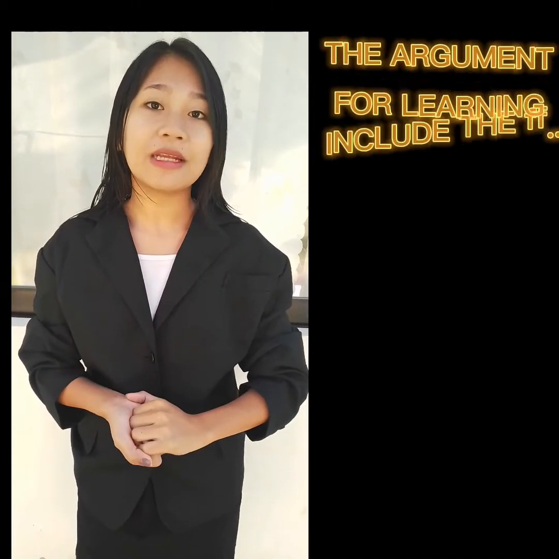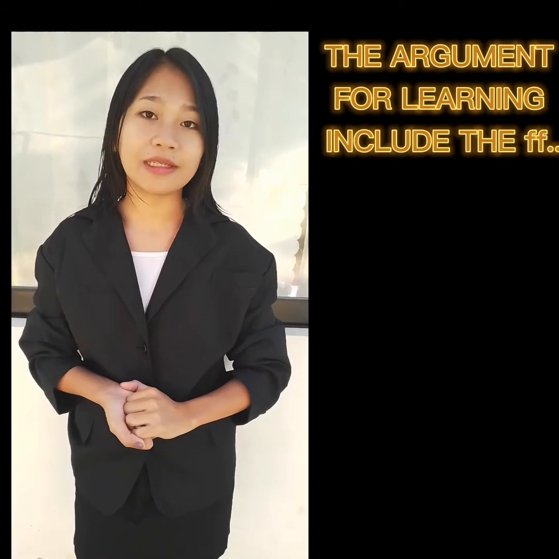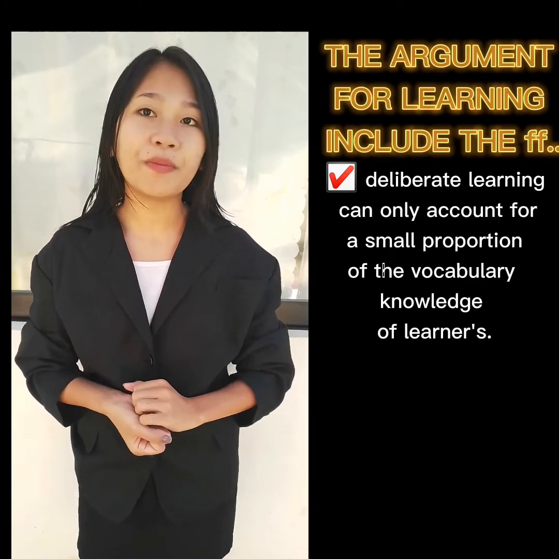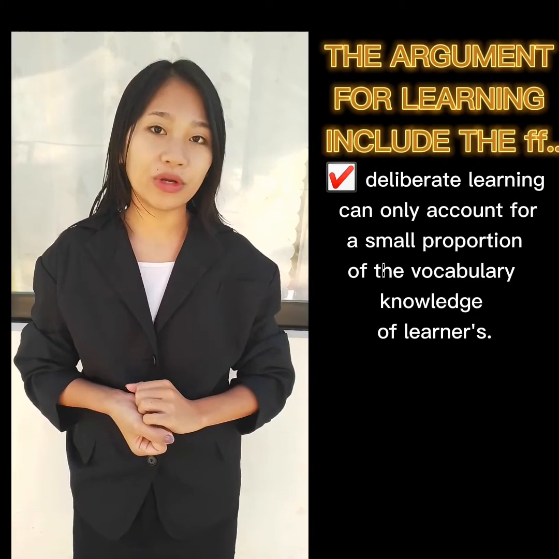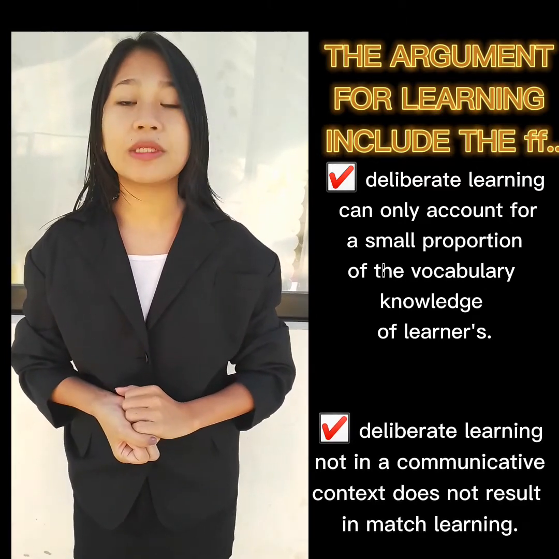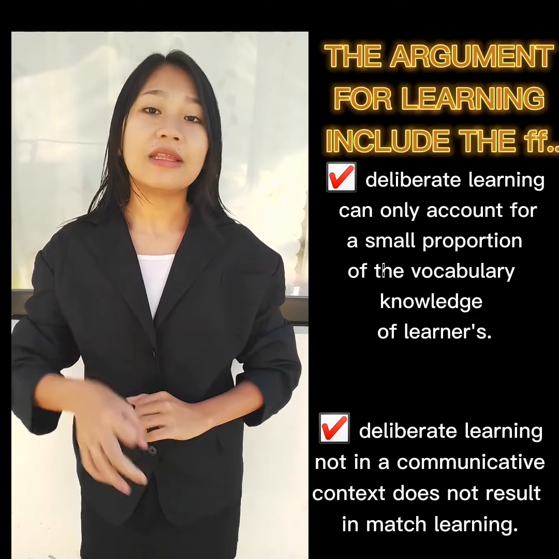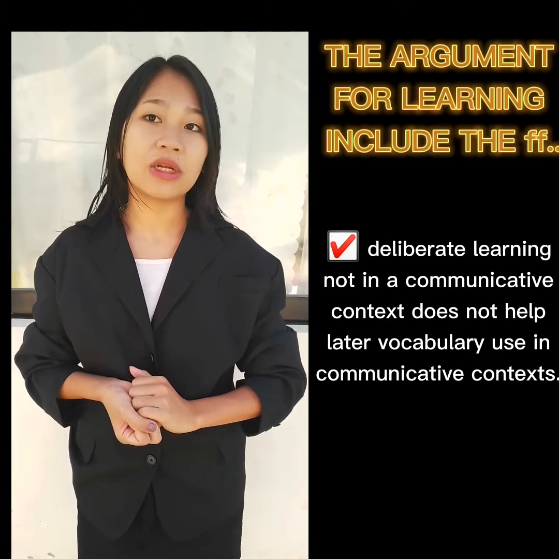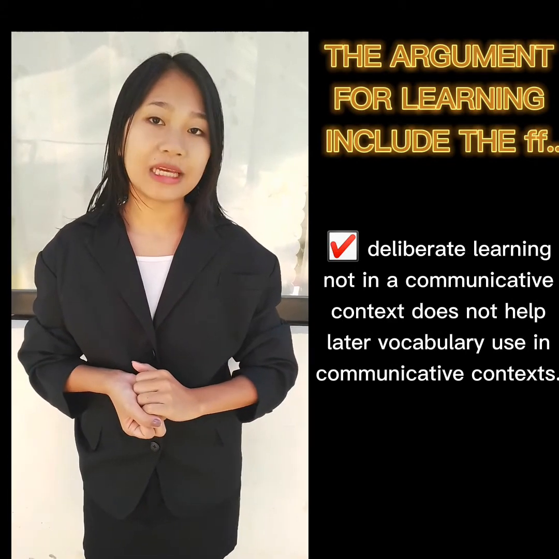There has been considerable debate about how it can be done. The core of the debates involved the role played by the contextualized in vocabulary learning. The arguments against such usually include the following points, which are deliberate learning can only account for a small proportion of the vocabulary knowledge of learners. Deliberate learning, not in a communicative context, does not result in much learning. And deliberate learning not in a communicative context does not help later in vocabulary use in communicative contexts.